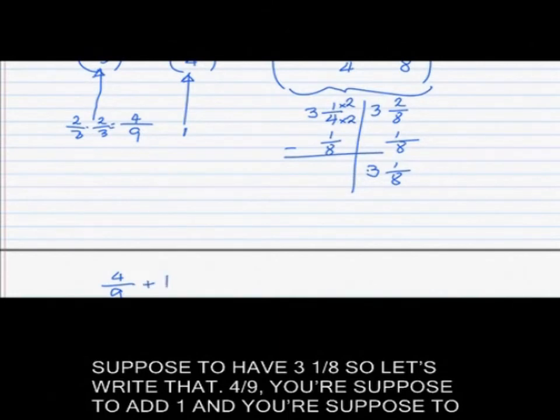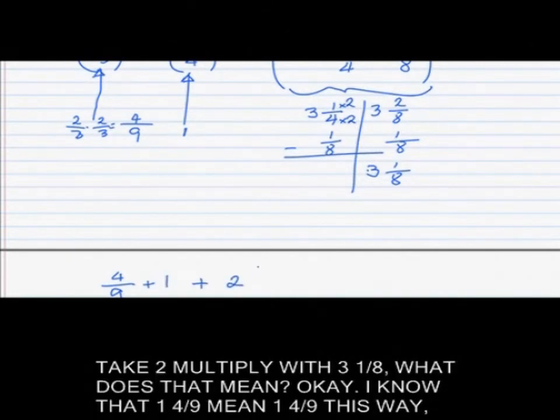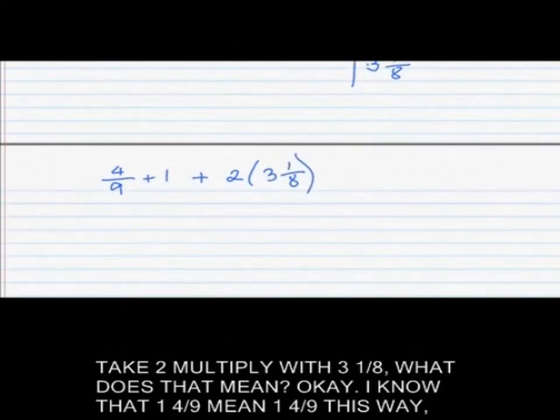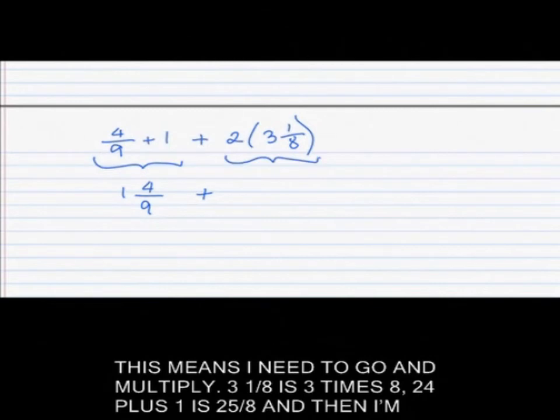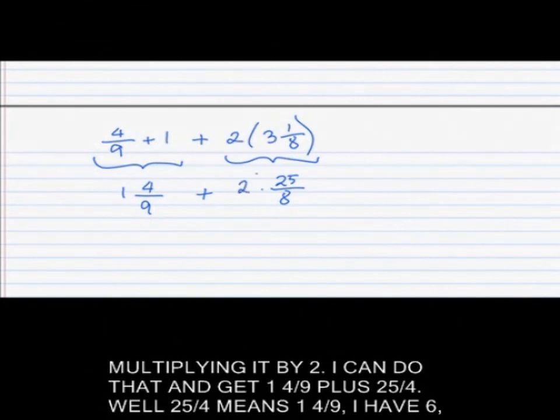You're supposed to add 1, and you're supposed to take 2 and multiply with 3 and 1/8. What does that mean? I know that 1 and 4/9 means 1 and 4/9 this way. This means I need to go and multiply. 3 and 1/8 is 3 times 8, 24, plus 1, 25/8. And then I'm multiplying it by 2. I can do that and get 1 4/9 plus 25/4.